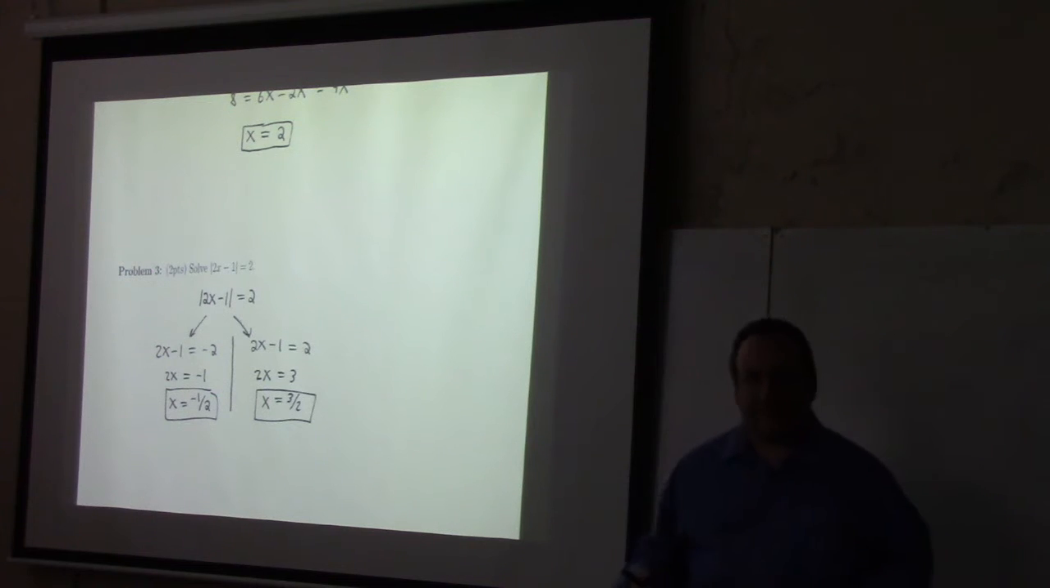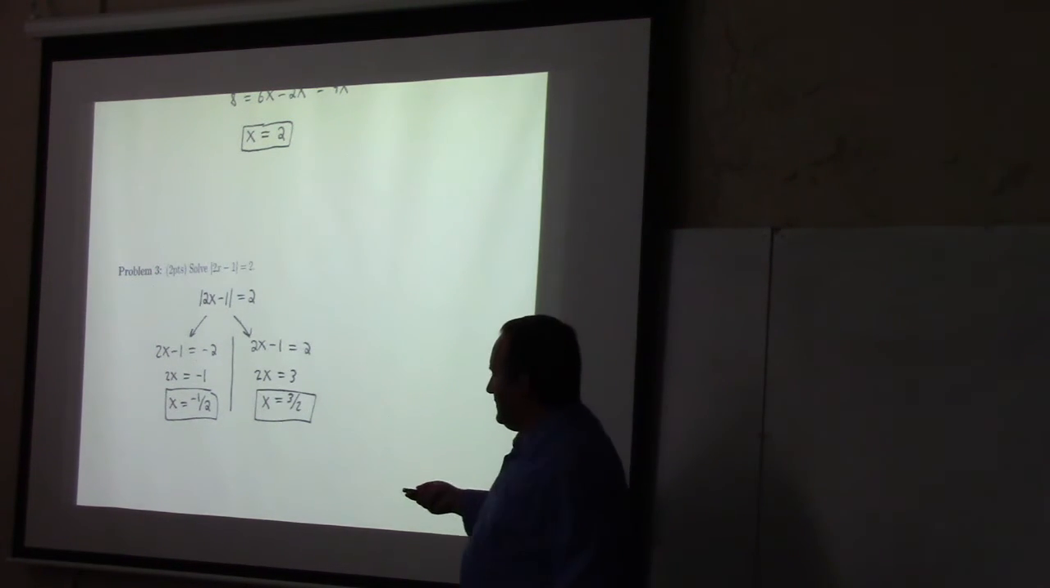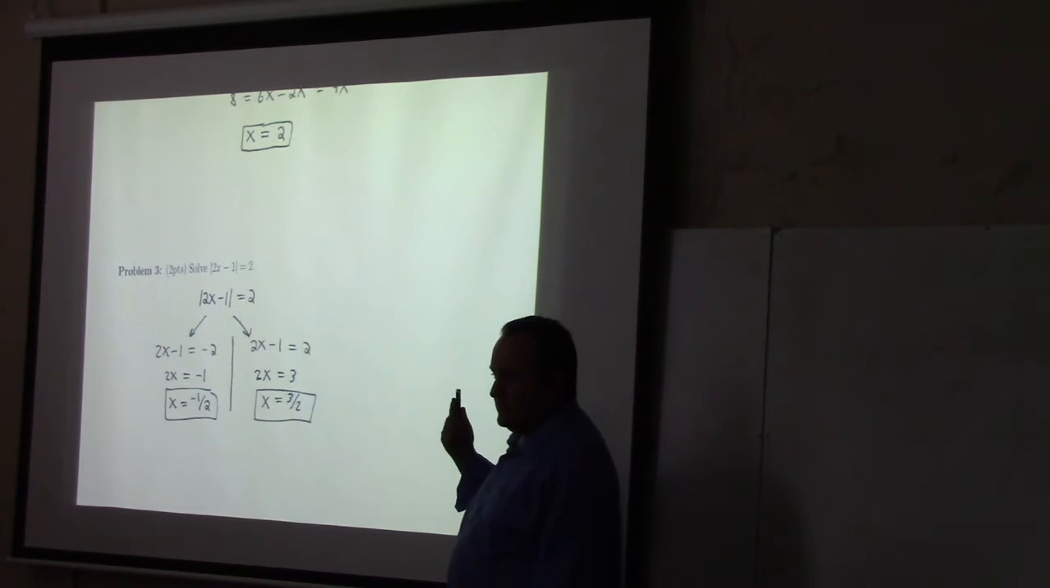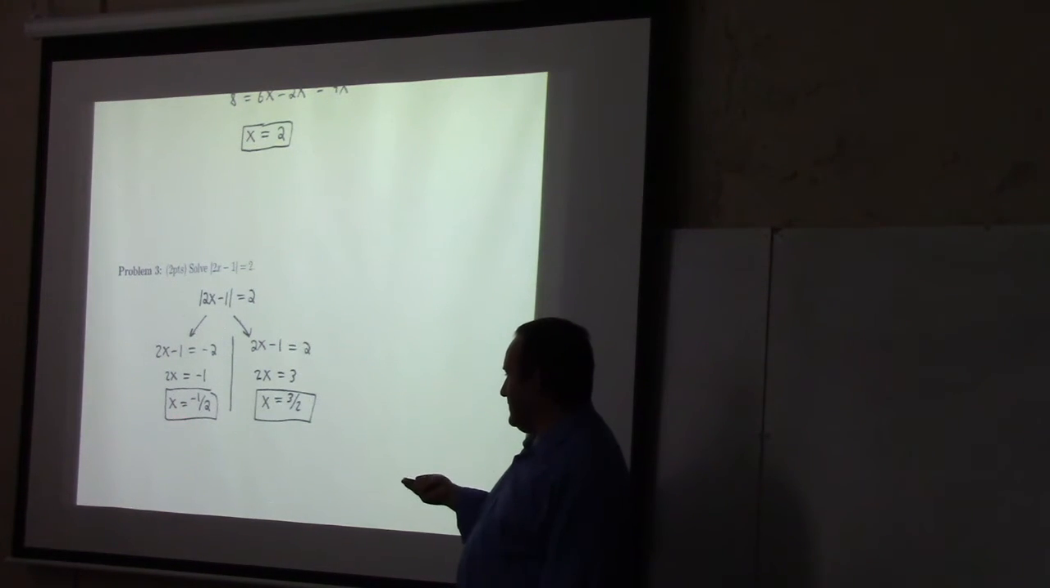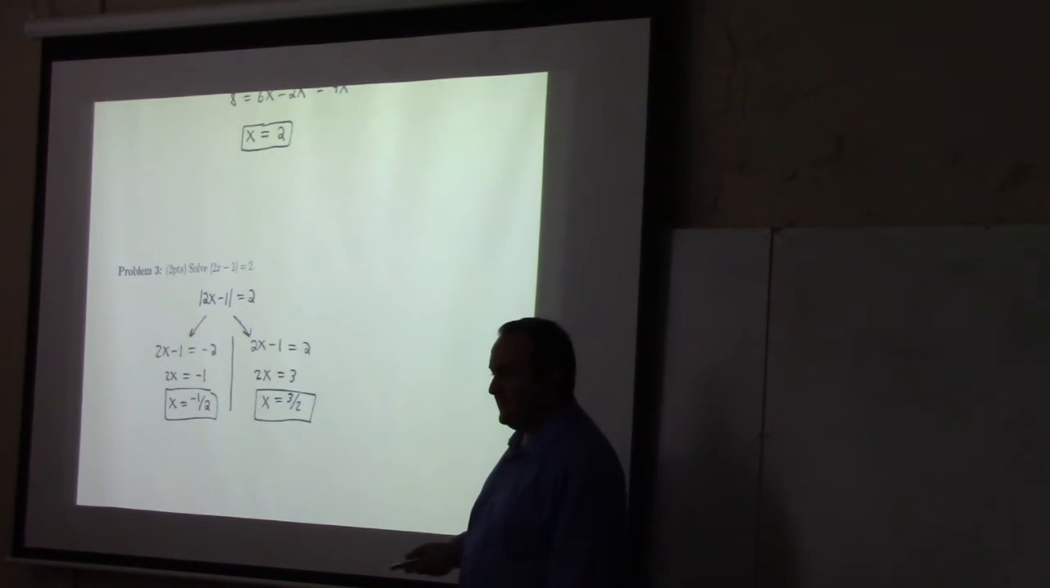And again, we can check our answer, right? What happens when you plug minus 1/2 up into the absolute value of 2x minus 1? We get, what's 2 times minus 1/2? 2 times minus 1/2 is minus 1, right? So I get the absolute value of minus 2 when I plug that in. The absolute value of minus 2 is 2, right? So this one works. And if you plug 3/2 in, you get 3/2 times 2, which is 3. 3 minus 1 is 2. Absolute value of 2 is 2. So plugging this in also works, right? You can check your answers.